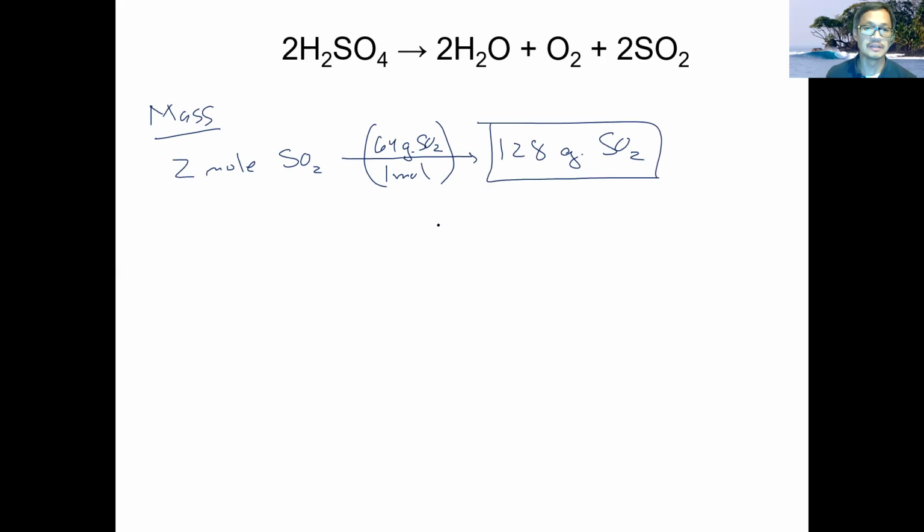What you should notice then is if you add up all the masses on the product side, the masses of the sulfur dioxide, the oxygen, and the water that's produced, that should equal the starting mass that you started out with, 196 grams of H2SO4. I'm going to leave that up to you to check on your own.